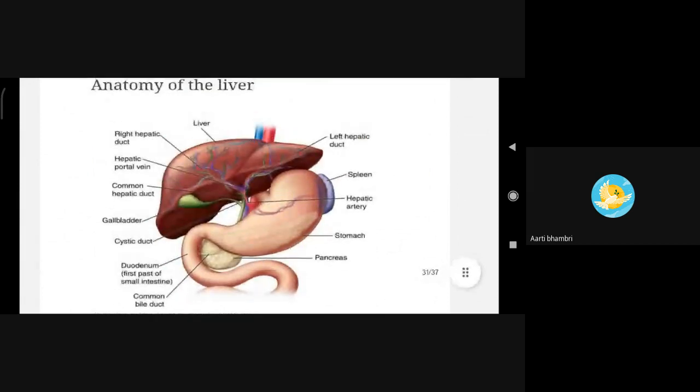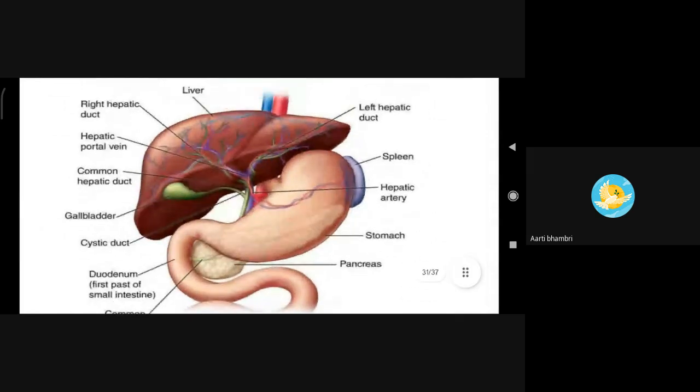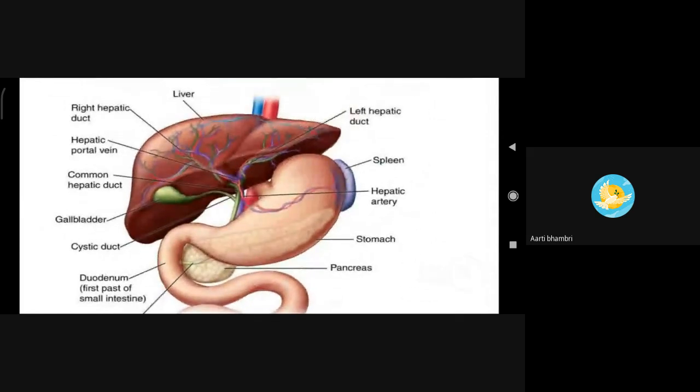Now this is the anatomy of the liver. You can see very well. If you want, I can zoom in. See very clearly the color of the liver, and it is divided into two lobes, and these two lobes are further divided into hundreds of lobules, thousands of lobules, and from these lobules bile juice is produced, and this juice is collected by the common hepatic duct.